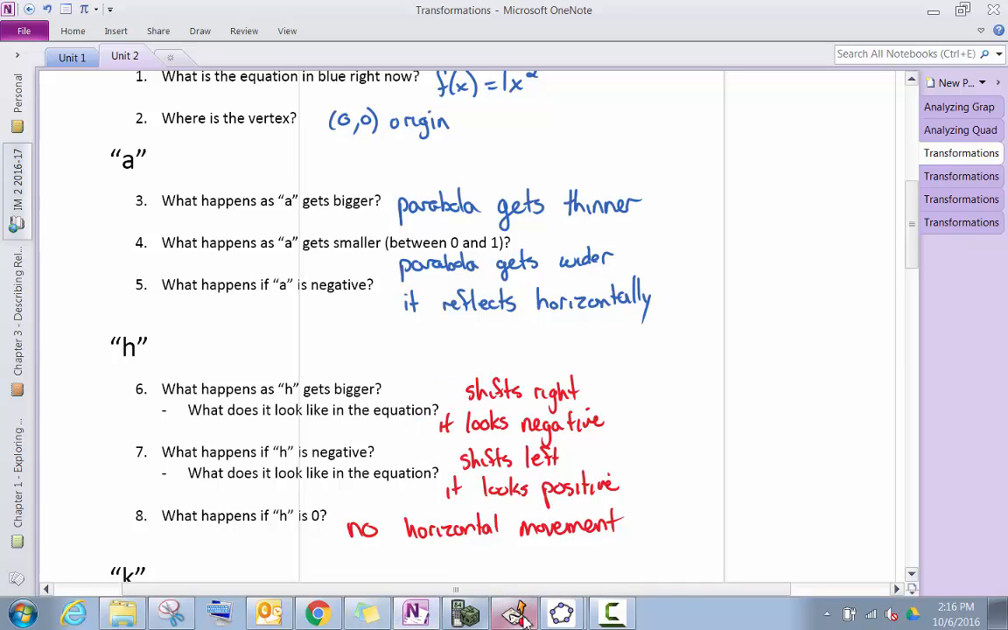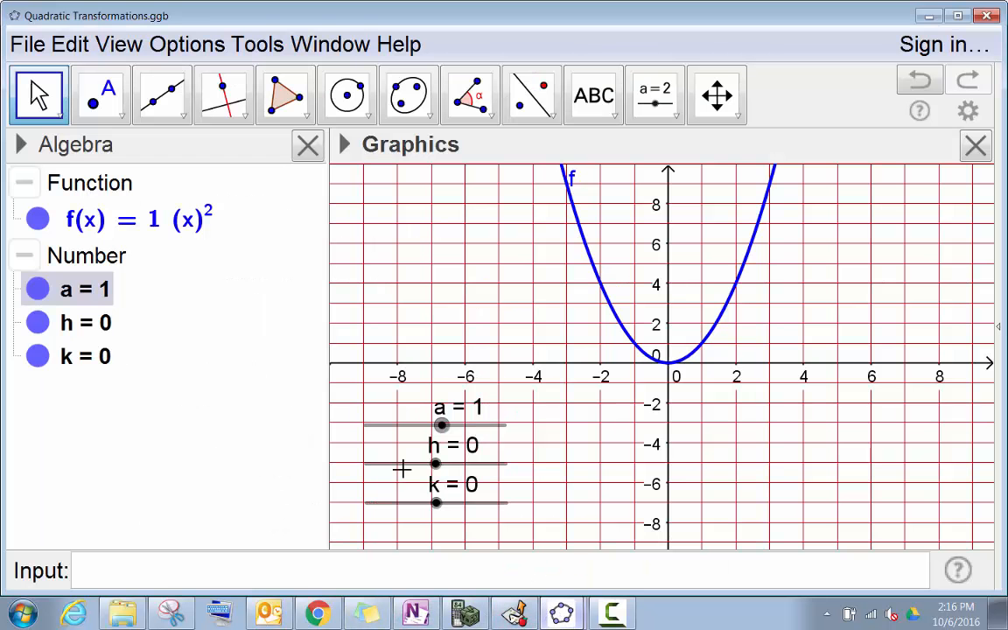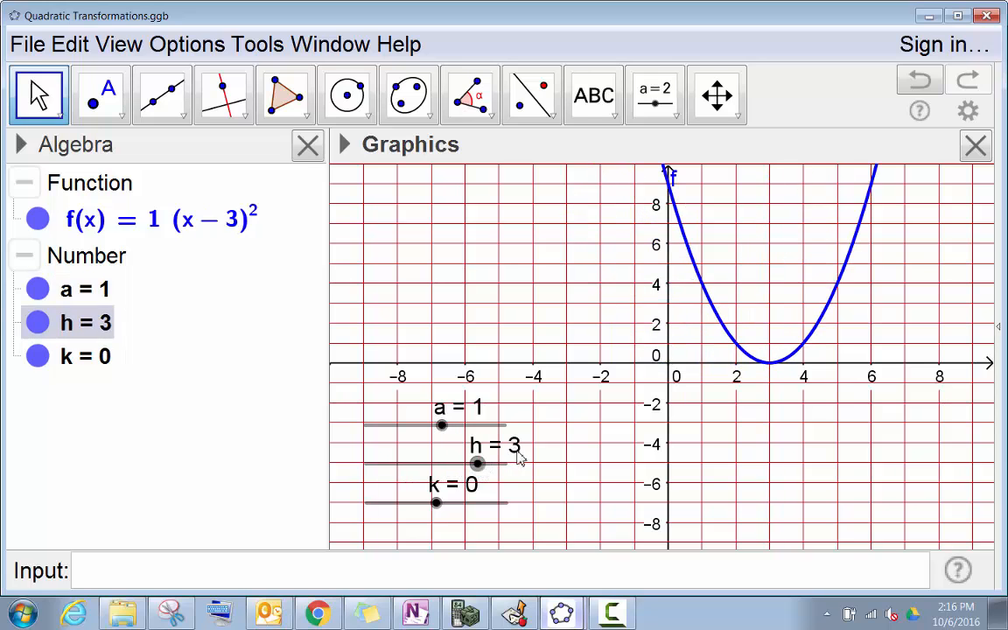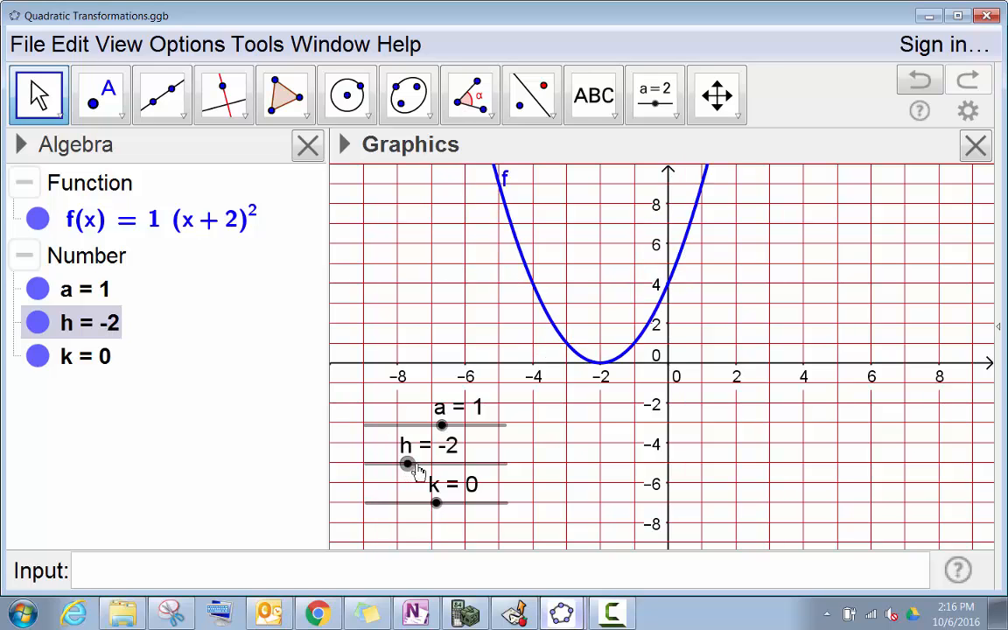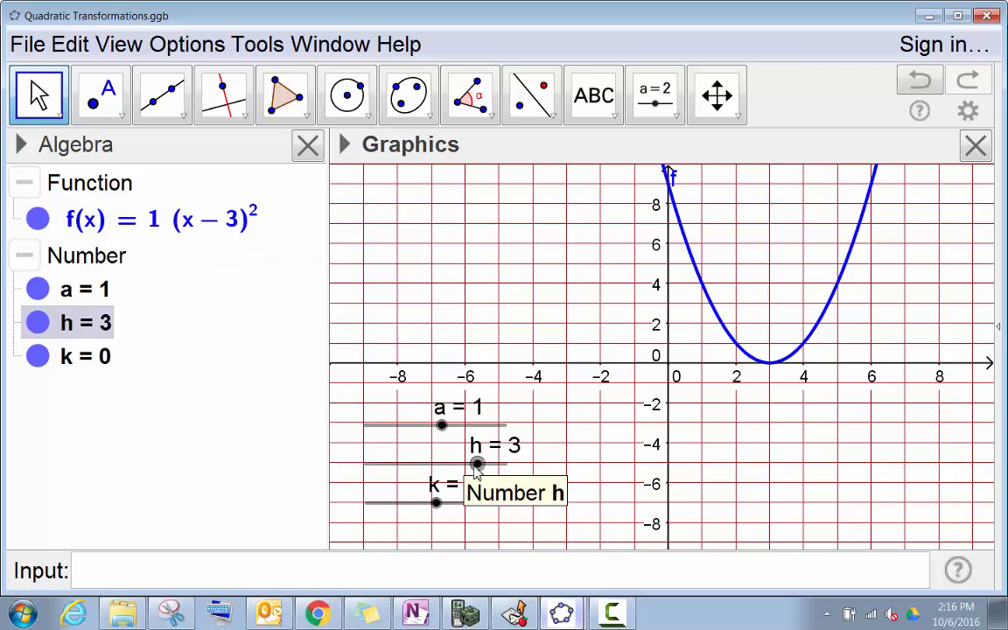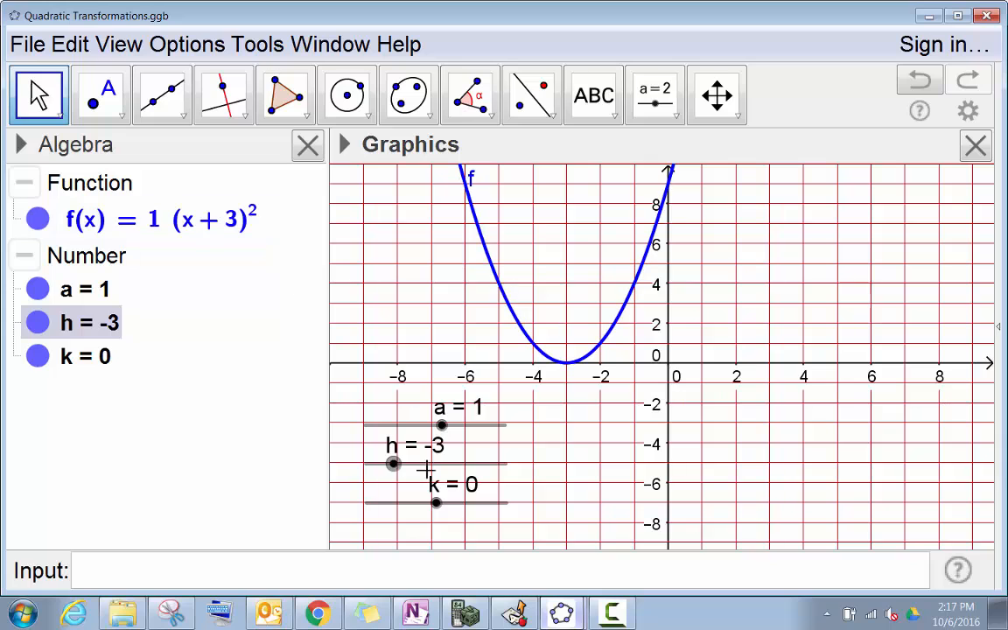Now h, let's look at h. So if we move h and h is bigger, it shifts to the right. But look at the equation. It's x minus 3 squared, x minus 4 squared. And if I move it to the left where h is negative, it actually looks like it's positive. So it's inside the parentheses, it's opposite of what it looks like. So our h tells us our horizontal shift. If it's minus, it's actually to the right. If it's plus, it's actually to the left.